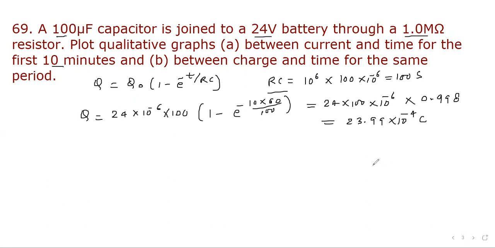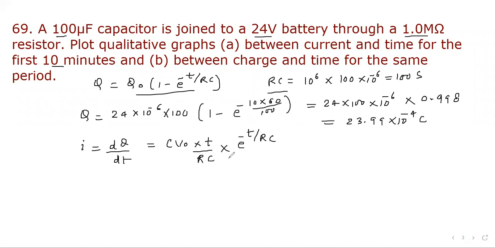So we have got charge, and we can get current I equal to dq by dt. If we differentiate this expression, we will get CV0, and differentiation of this will be equal to 1 upon RC times e to the power minus t upon RC.